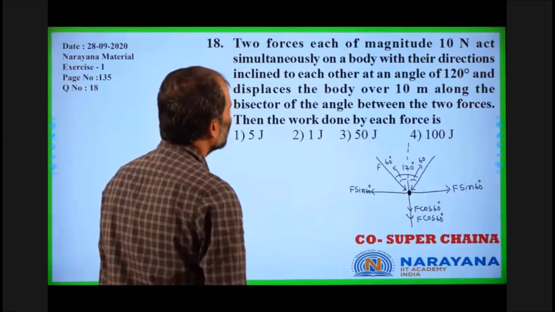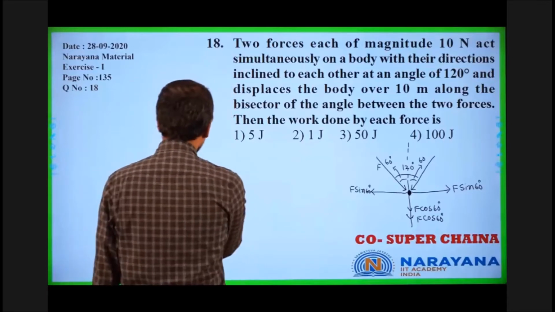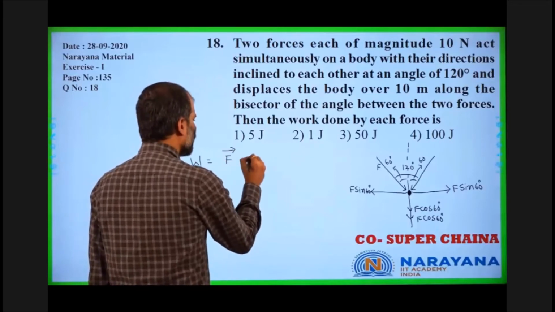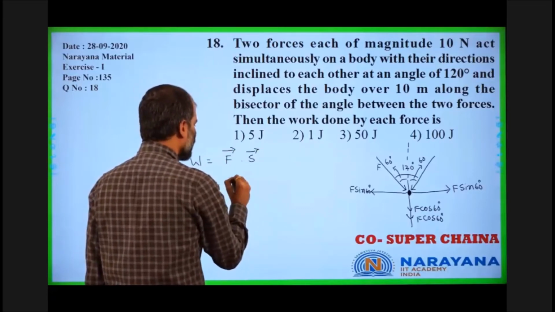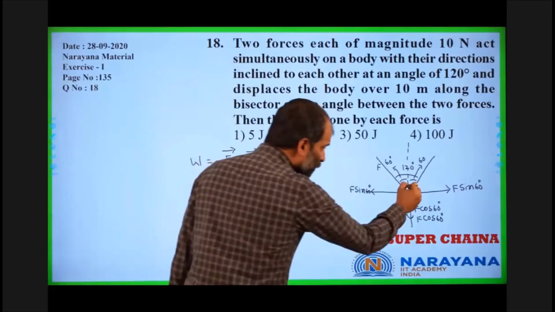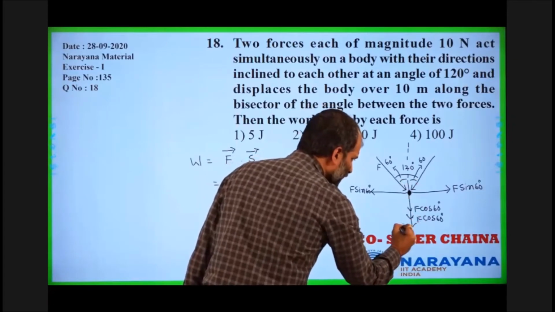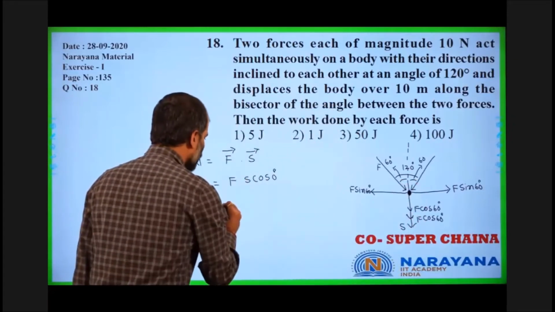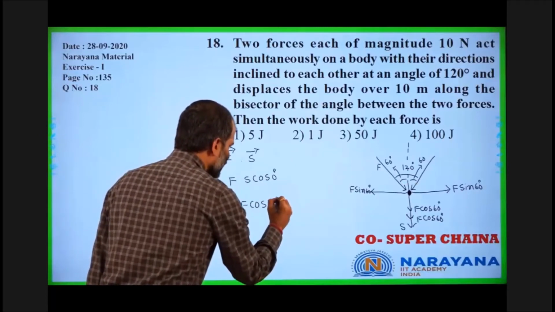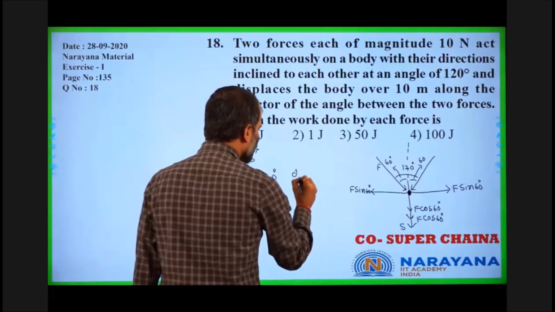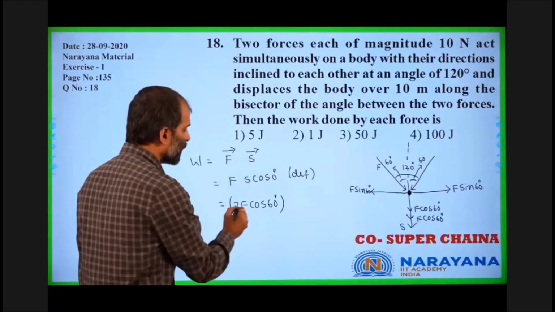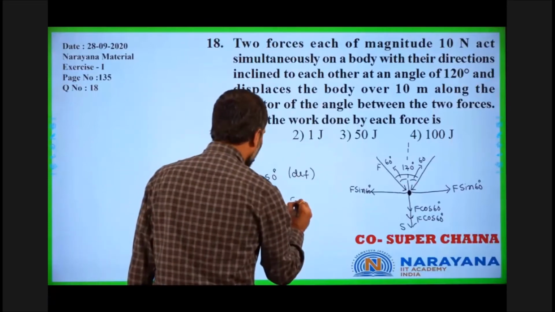As per the problem, the magnitude of the forces is 10 Newton and the displacement is 10 meters. So work done, as per the definition, is F bar dot S bar, it is Fs cos 0 over here. In this problem, the displacement is also along the same direction. So the applied force is equal to 2F cos 60. This is as per the definition we have been representing.